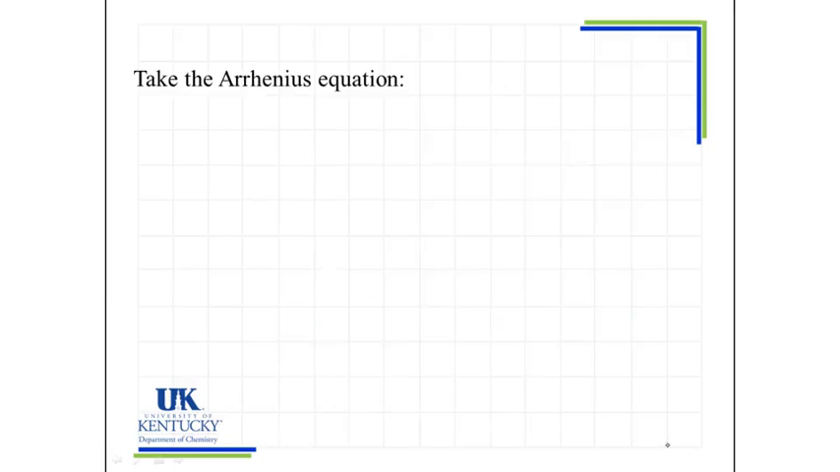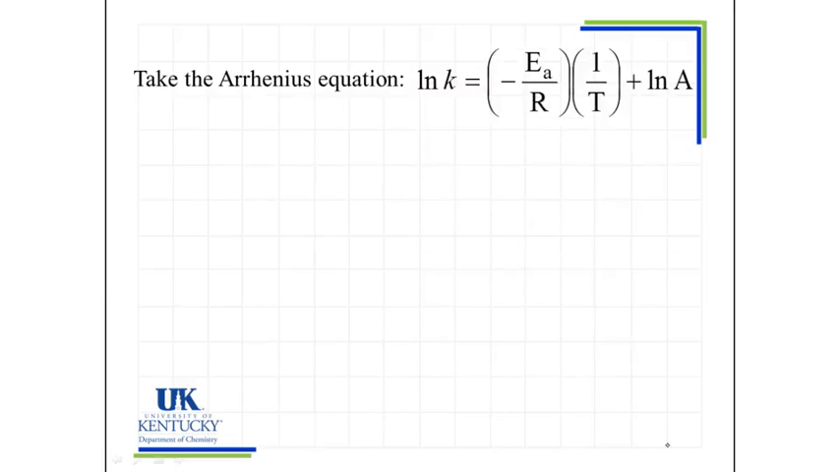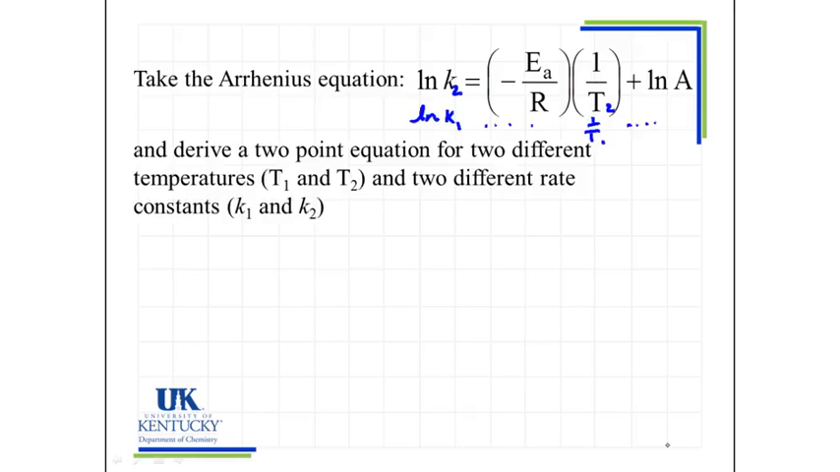Now, how many points does it take to make a straight line? Only 2. So we're going to do a little derivation. Actually, I'm just going to skip through the derivation but tell you how you get there. Take the Arrhenius equation in slope-intercept form for 2 data points: the natural log of K2 with a 1 over T2, and the natural log of K1 with a 1 over T1. Take those 2 equations and subtract them.